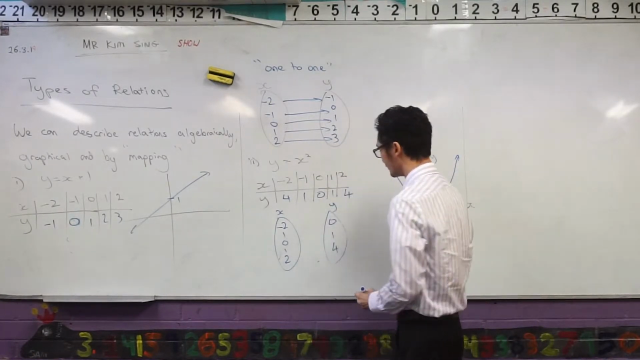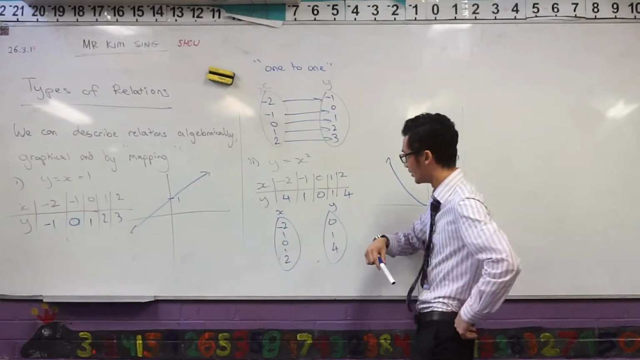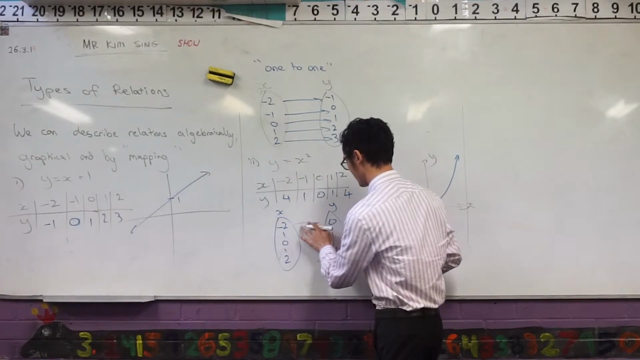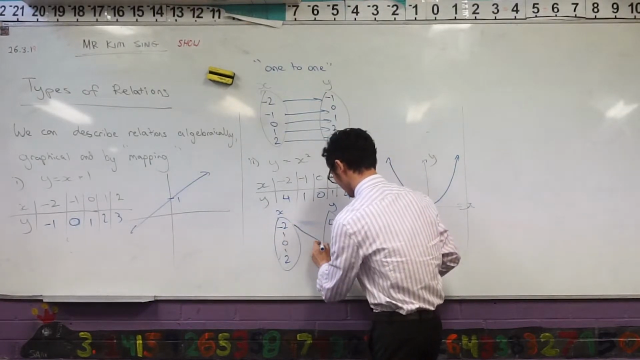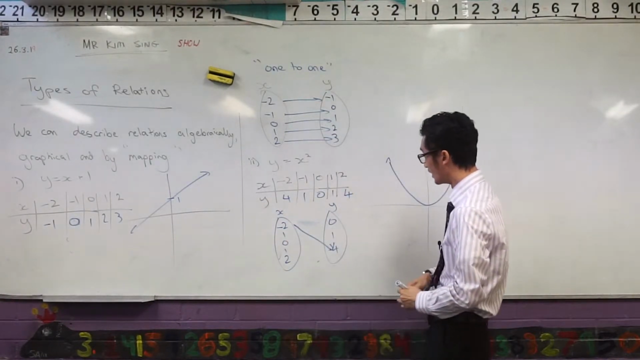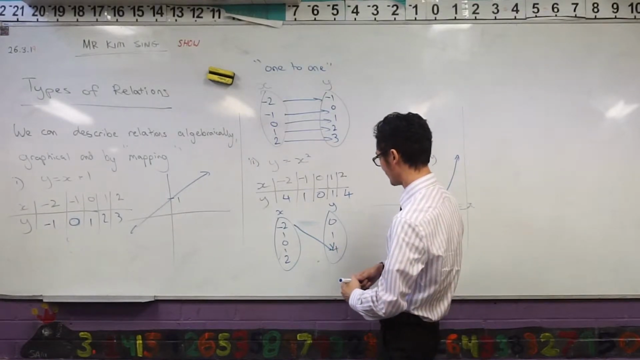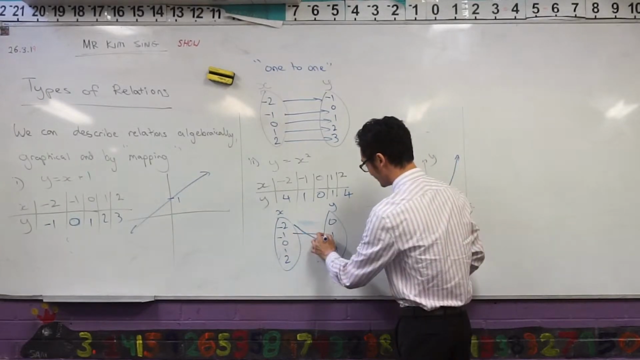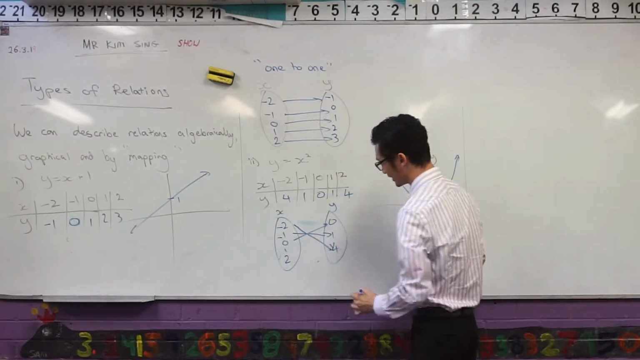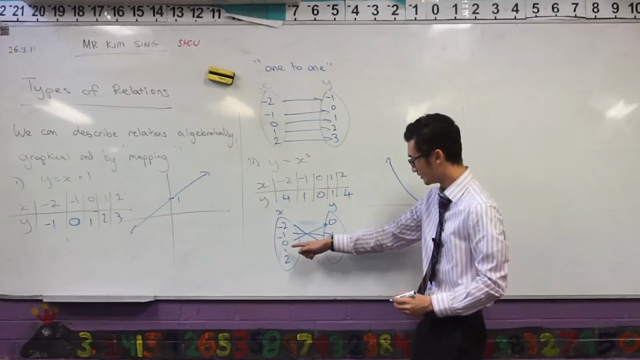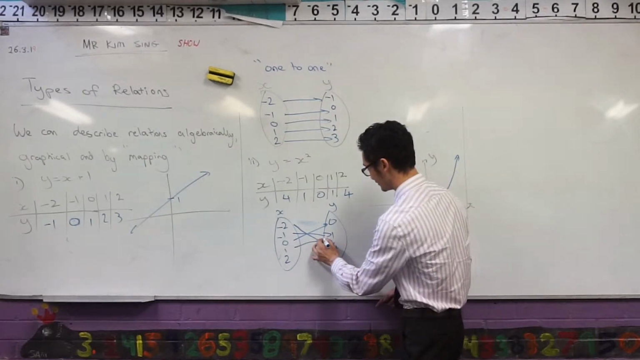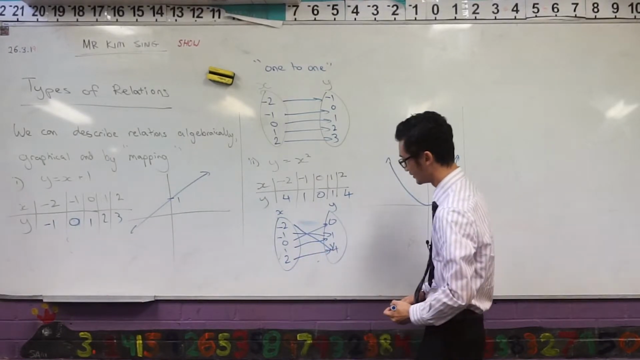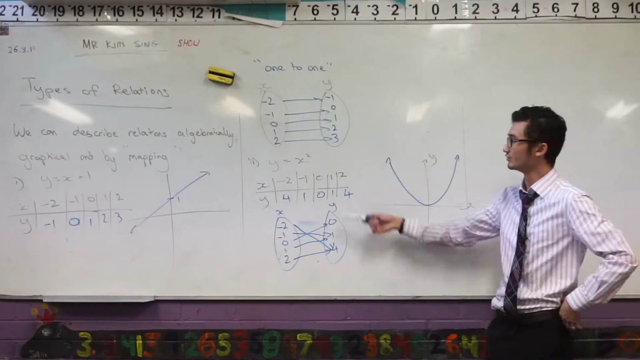And in fact, -2 matches up with 4. And -1 matches up with 1, 0 matches up with 0, but then what happens after that? Well, 1 also goes to 1, and 2 also goes to 4, okay. So what's different between these two?